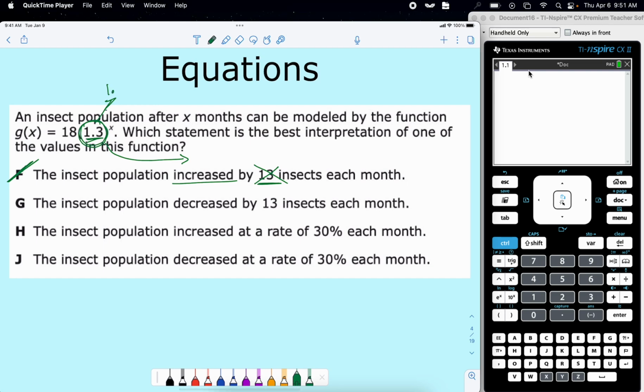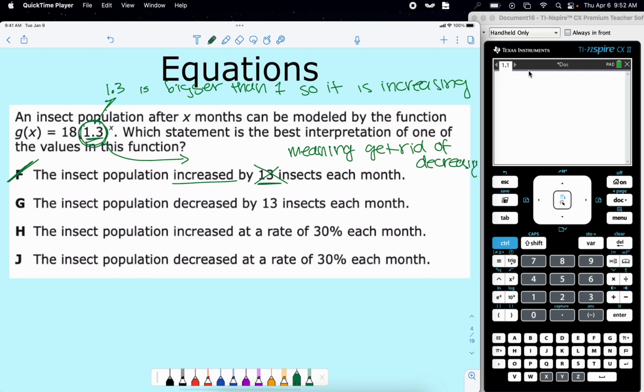But this is increase. So 1.3 is bigger than 1, so it is increasing. Meaning, get rid of decreasing. So we're going to eliminate the decreasing. These cannot be my answers. But if we wanted to be sure, because now we know it's H, the insect population increased at a rate of 30%. I know it's increased, so it'd be 1 plus 30%. For this one, it's decreased, that would be 1 minus 30%.